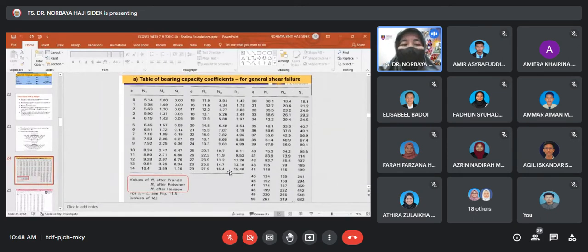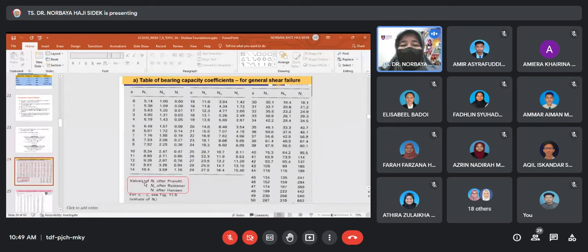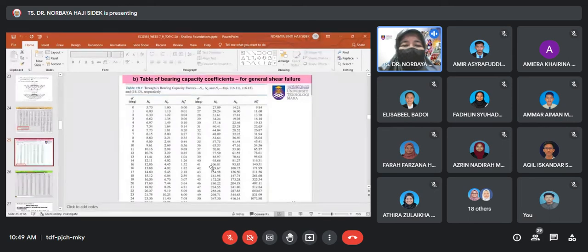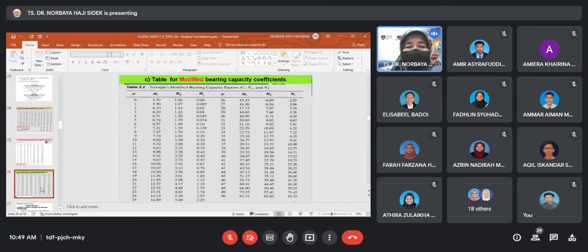So here, why different? Because this table comes from different researchers. As I mentioned, these are the values from these three researchers. And we also have the values for Terzaghi. By the way, the most popular appendix that we refer to is actually the Terzaghi bearing capacity. Then this one is the modified bearing capacity factor. Modified means that they already modified the coefficients of the bearing capacity itself.